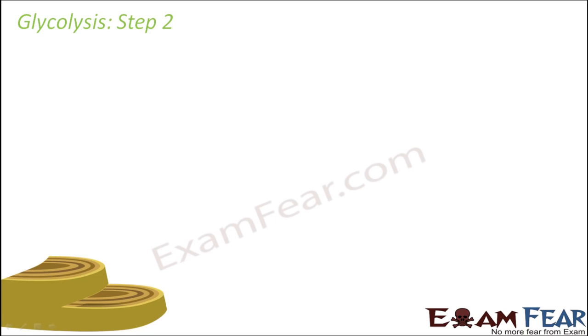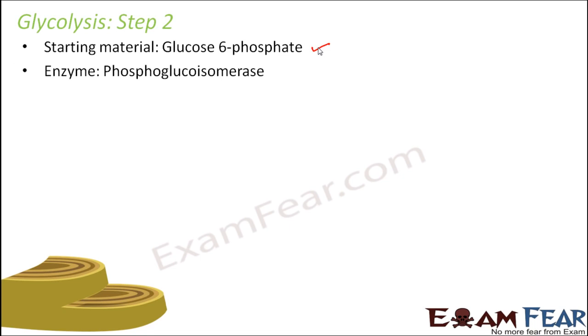So let us look at the next step, that is step 2. So what would be the starting material for step 2? Obviously the product of step 1. So the starting material here would be glucose 6-phosphate, because this is what was formed in step 1. So in this step there is an enzyme called phosphoglucoisomerase. Now whenever you have an enzyme whose name ends with isomerase, that means that enzyme helps in rearranging the molecular structure of a compound to convert it into its isomer. That is why the name isomerase.